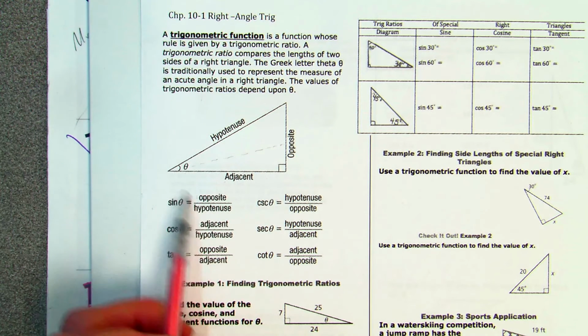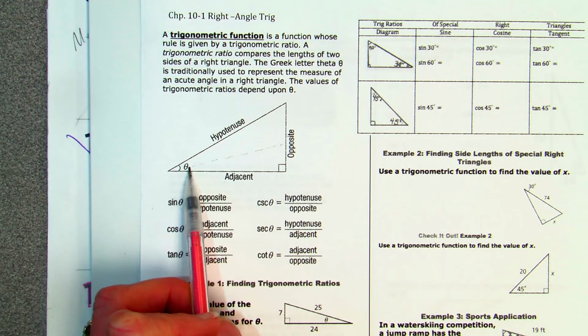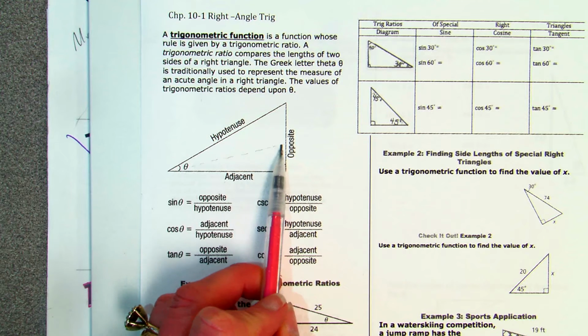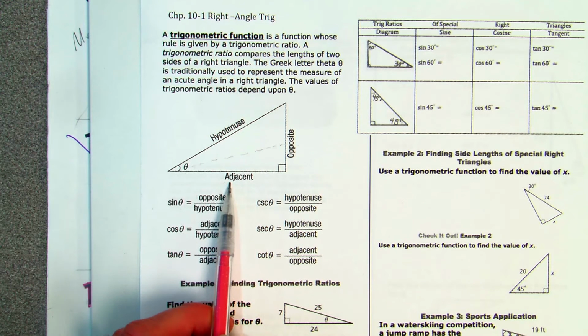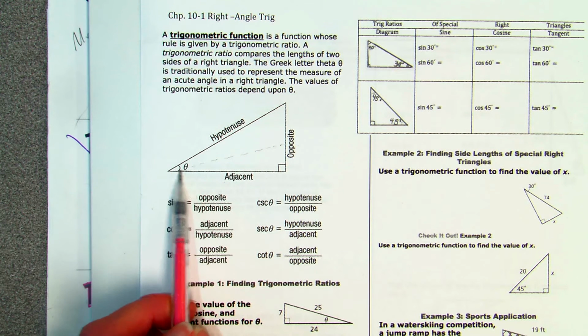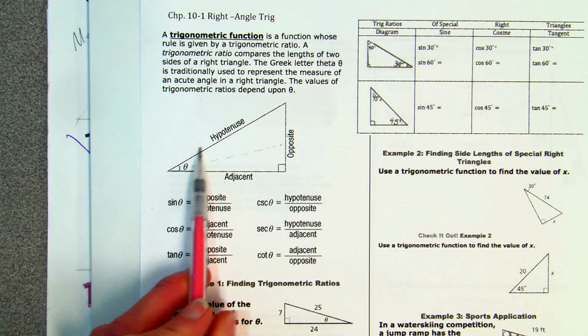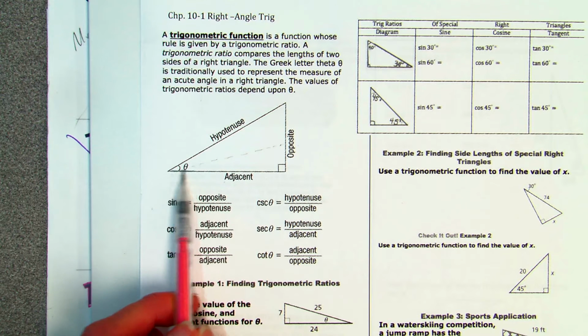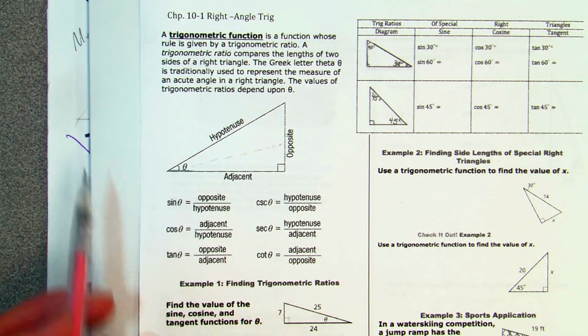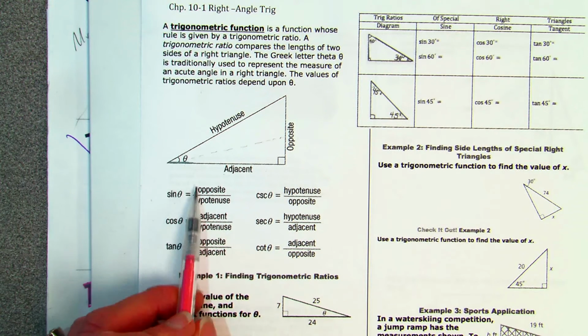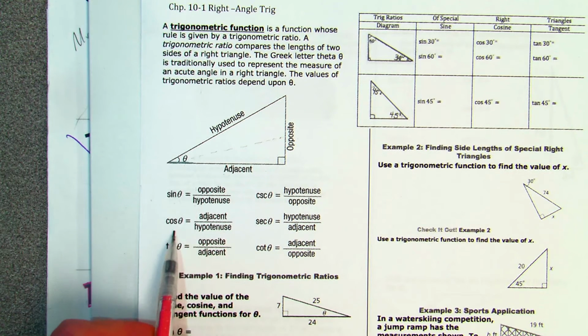And the opposite side, find your angle theta, and the side opposite that angle is your opposite. The adjacent side is the side that touches the angle. Now notice your hypotenuse touches one side, but the adjacent side is the leg that touches your angle theta. So sine of theta is opposite over hypotenuse, cosine of theta is adjacent over hypotenuse, tangent of theta is opposite over adjacent.